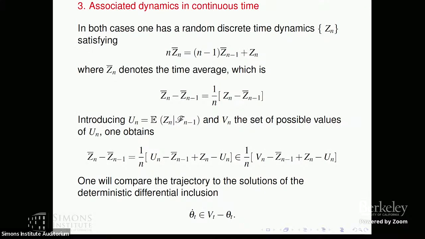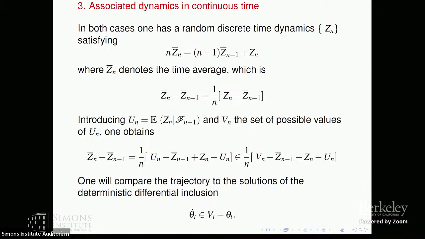So the associated dynamics are, since you are looking at averages, you have a process Zn, where Zn bar is the average, defined by this procedure. Another way to write it is that the difference in the average process is 1 over n times the difference between the outcome at stage n and the average. This is a discrete time random difference equation, and I will associate to this a continuous time deterministic differential inclusion. The way you do it is you replace the random variable by its conditional expectation. So this is Un. You look at all the possible values of Un that depend on the vector that you will observe. This is the set Vn. So you write it like this.